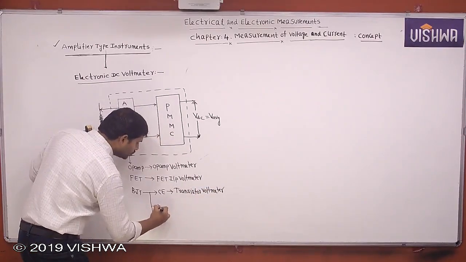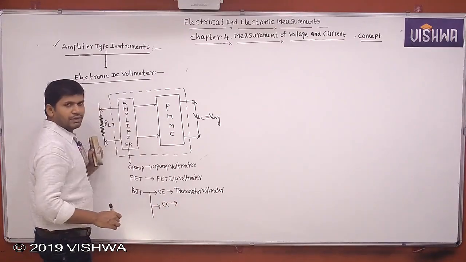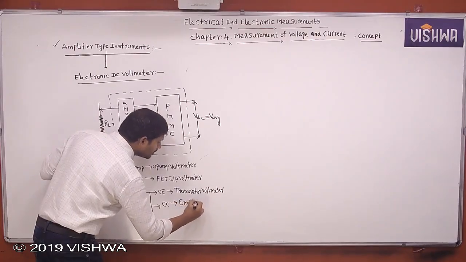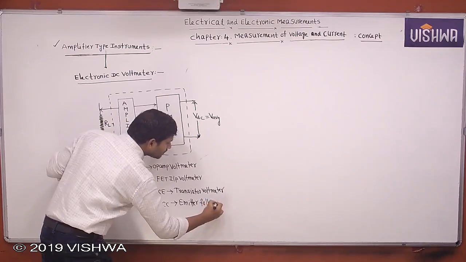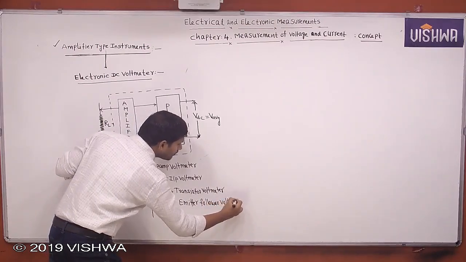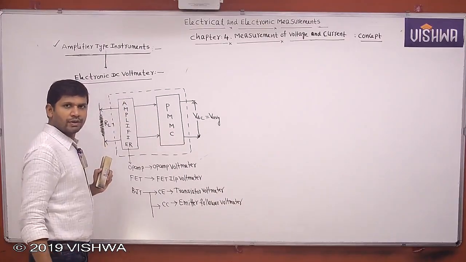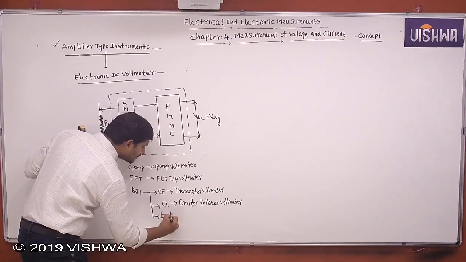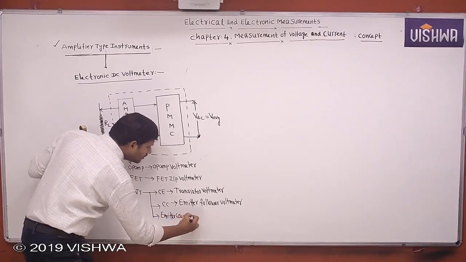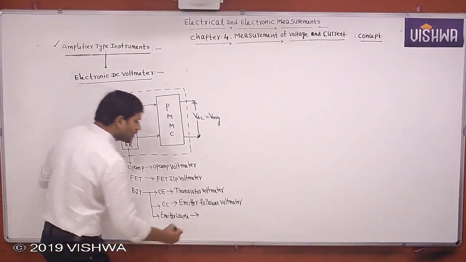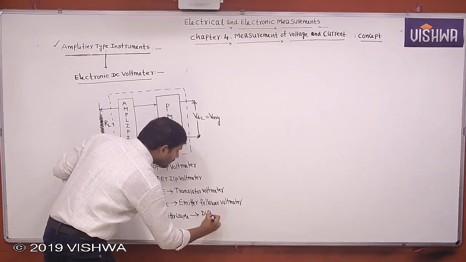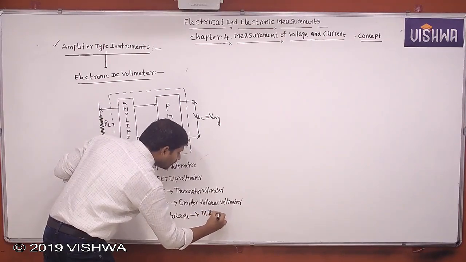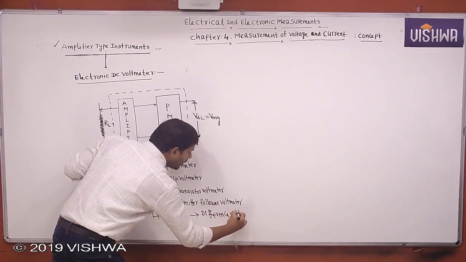Next, it is also used in CC configuration. Then that electronic DC voltmeter is called emitter follower voltmeter. It is also used in emitter coupled configuration. That electronic DC voltmeter is called difference voltmeter.